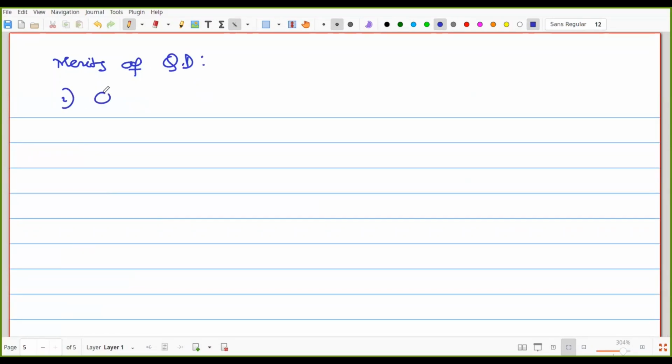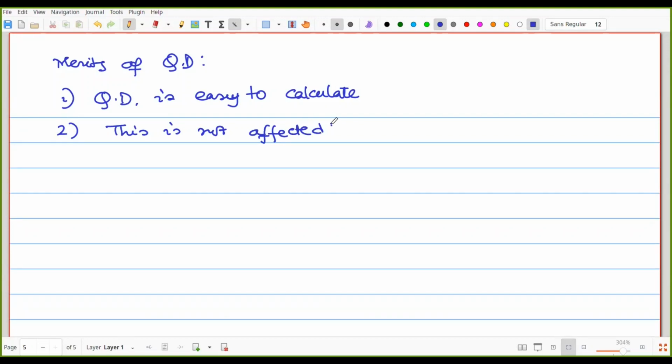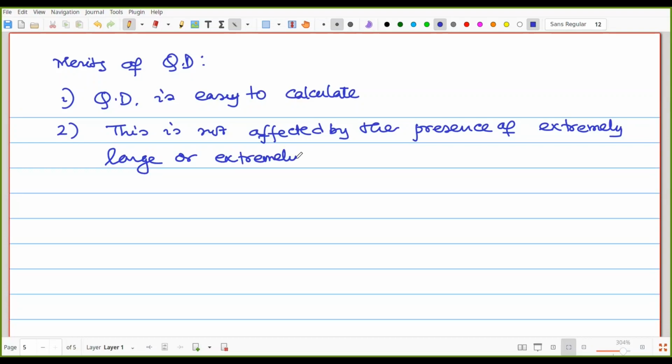First of all, quartile deviation is easy to calculate. The second one, this is not affected by the presence of extremely large or extremely small items or values. Number 3, now that means the outlier.